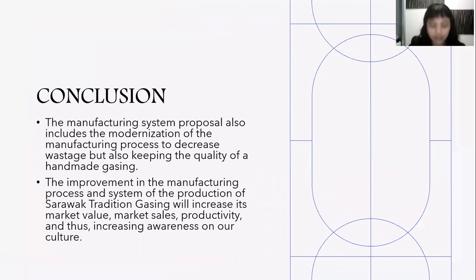As a conclusion, the manufacturing system proposal includes the modernization of the manufacturing process to decrease wastage, while also keeping the quality of the handmade gasing. The improvement in the manufacturing process and system of the production of Sarawak traditional gasing will increase its market value, market sales, productivity, and thus increase awareness of our culture.